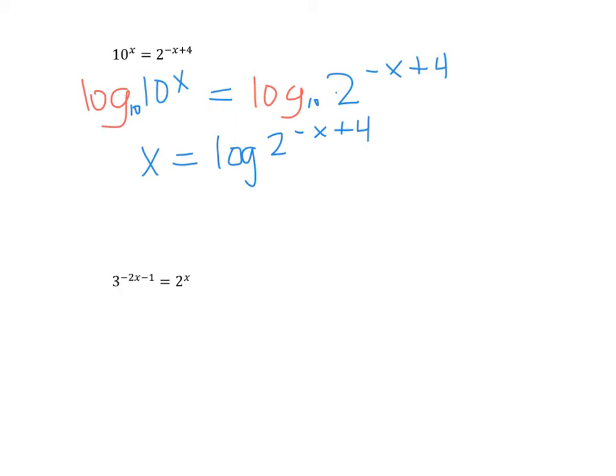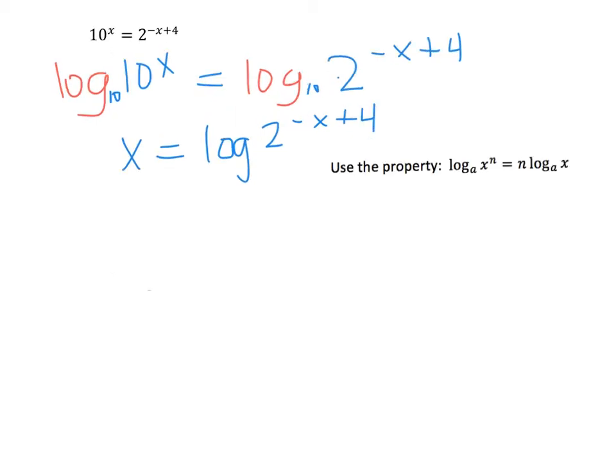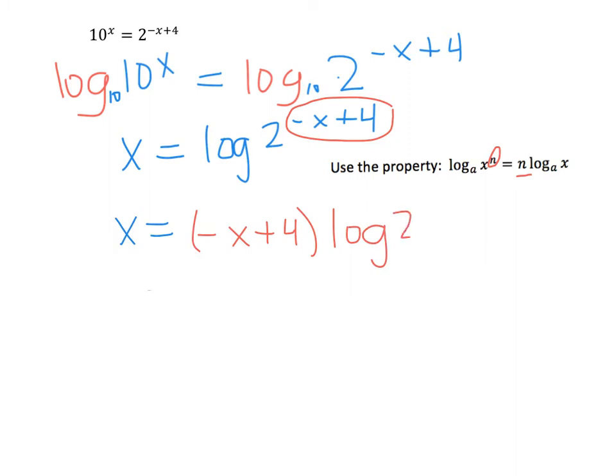Here we need another property to help us out. The property says that if what we're taking the log of has an exponent, we can bring that exponent out in front of the log. If we apply that to our problem, we can say that x is equal to, and we're going to bring this exponent, negative x plus 4, out in front of the log. It's a quantity, so let's put it in parentheses, and then that's times common log of 2. Keep in mind, common log of 2 is just a number. We can plug that into the calculator and get a value. We're not going to do that yet because we want to solve for x.